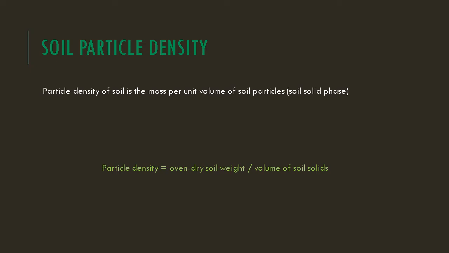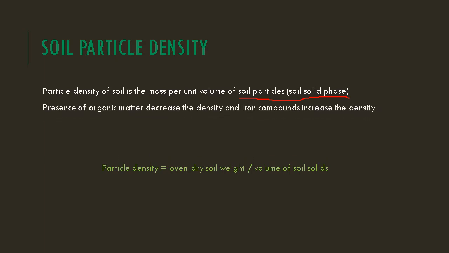When we are talking about the solid phase, we mean the part that is only solid. Remember, soil is made up of gases, liquid, and solid. So it is the volume of the solid particle, the mass per unit volume of soil particle, expressed in grams per centimeter cube. Presence of organic matter decreases the density. Why? Because organic matter is less dense compared to iron compounds in a particular soil.